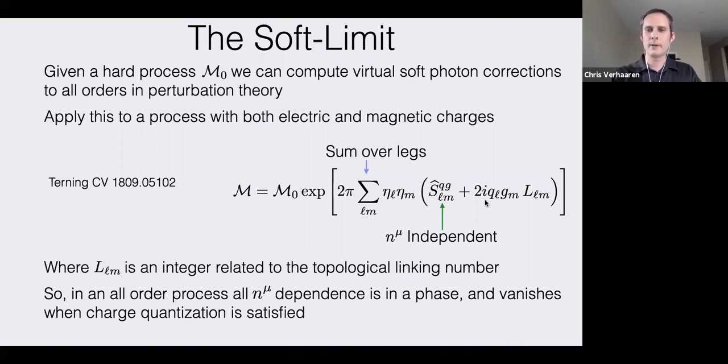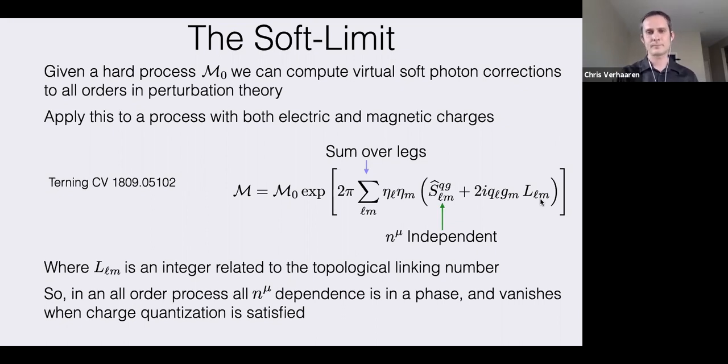First of all, it's manifestly imaginary, so that all the n-independence is only existing in a phase. But second, it turns out it depends on this quantity, which we call L here, which is very close to a topological linking number. It's not quite topological, but it's nonetheless always an integer. So it's an n-dependent integer.